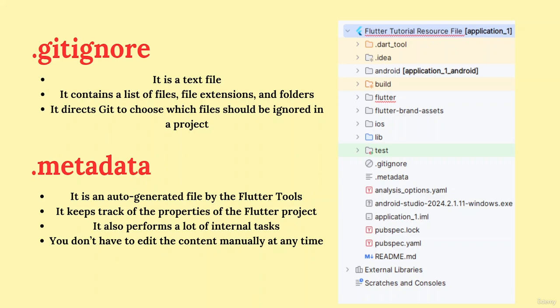Okay, so it directs Git to choose which files should be ignored in a set of projects. Okay, so in a particular project, it directs Git to choose which files it should ignore and which files it should take.